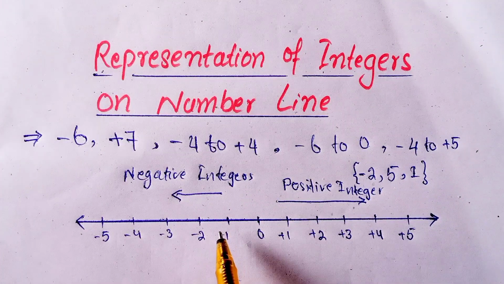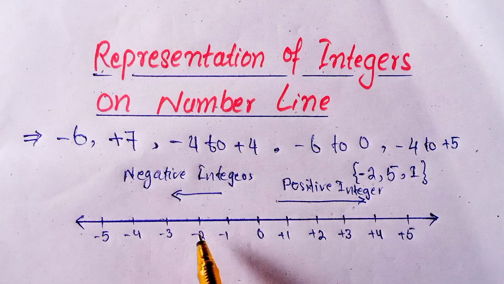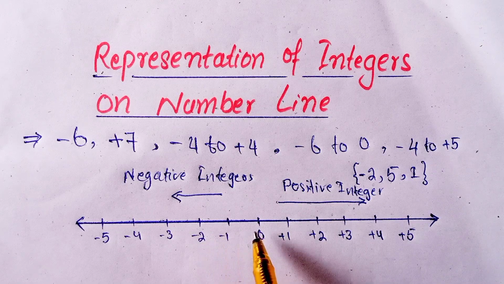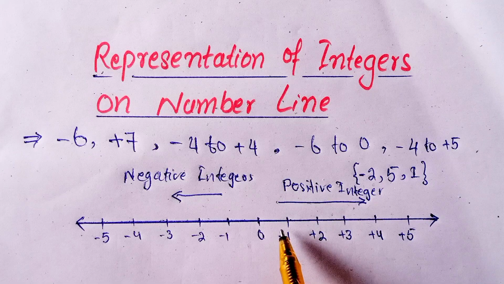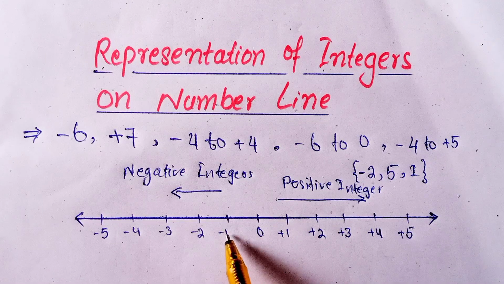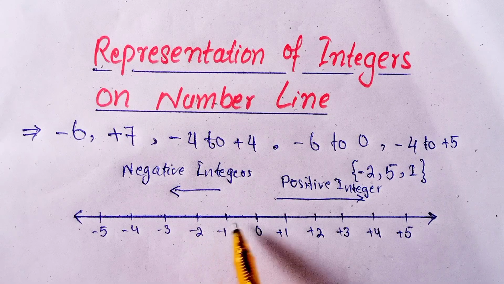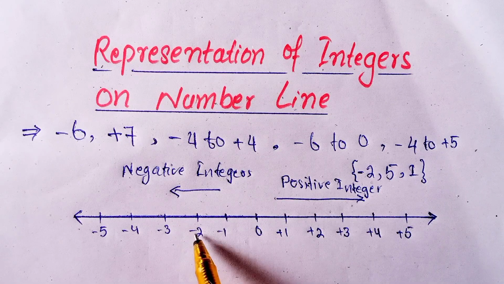Right, the value of integers increases from left side to right side. Every integer on the right side on the number line is greater than the number that is on the left side, and every integer on the left side is smaller than the integer on the right side. Just like 0 is to the right of -1 on the number line, so 0 is greater than -1. -1 is to the right of -2 on the number line, so -1 is greater than -2.